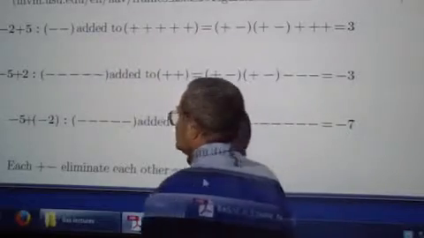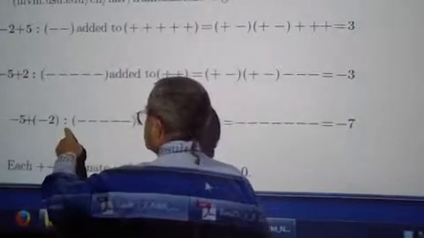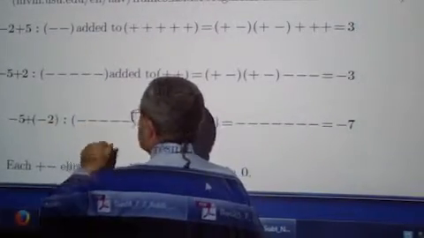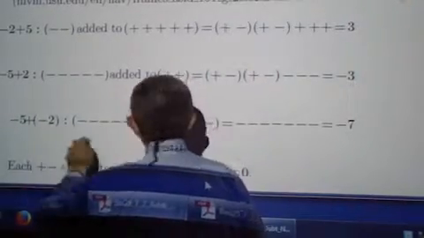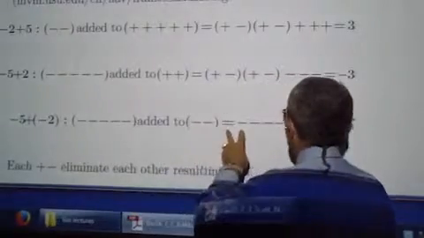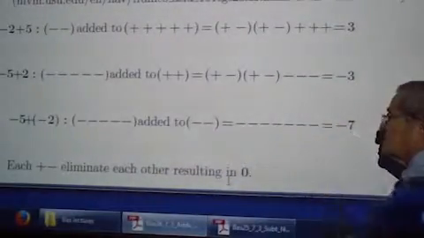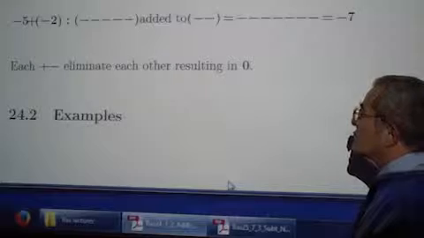You have -5 plus -2. This is not a division sign. It means that I use negative signs and positive signs now. -5, 5 negative signs, added to 2 negative signs, which gives you 7 negative signs, or -7.